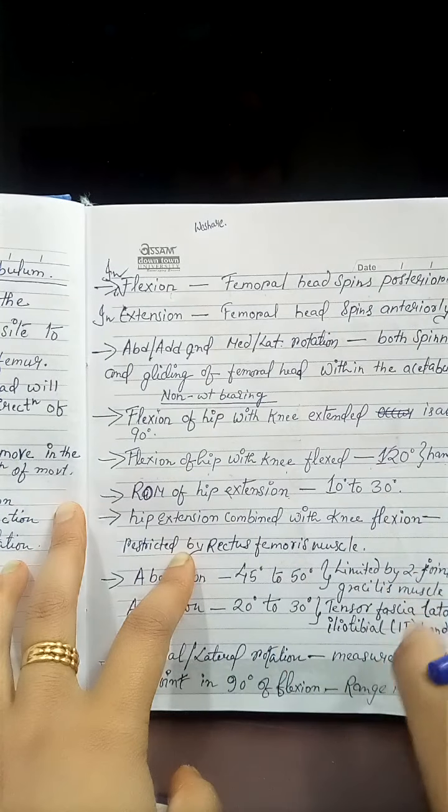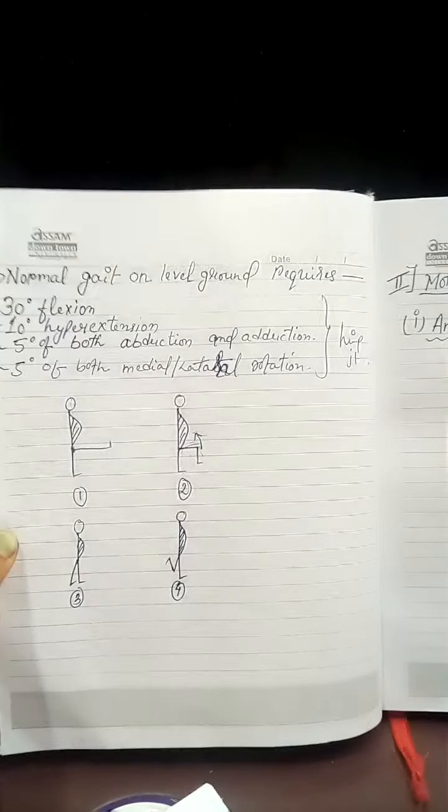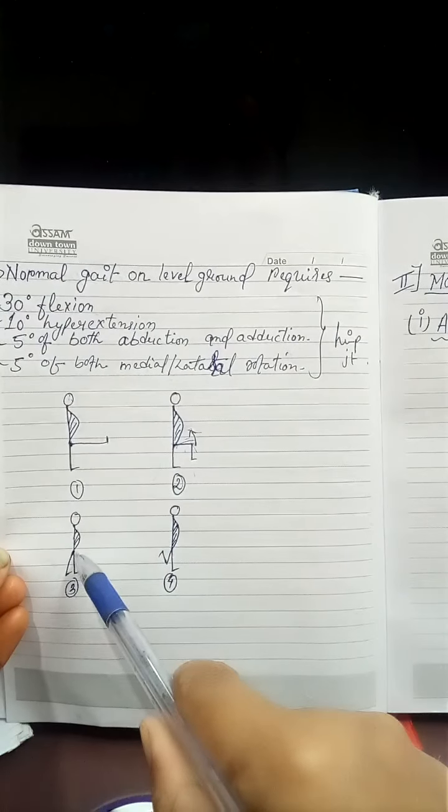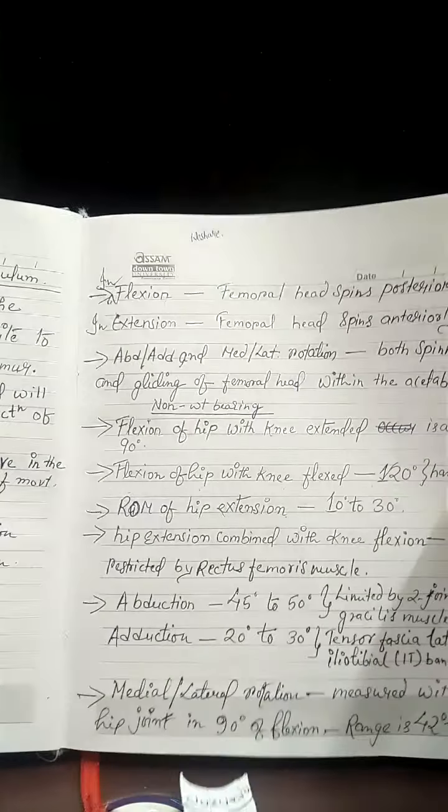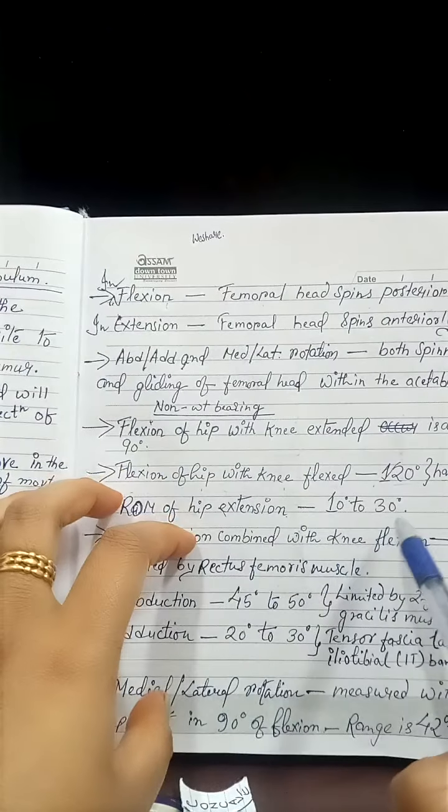Next is the range of motion of hip extension. Hip extension means when we extend our hip, when we extend our leg on the posterior side. This is the hip extension. The range is 10 to 30 degrees.